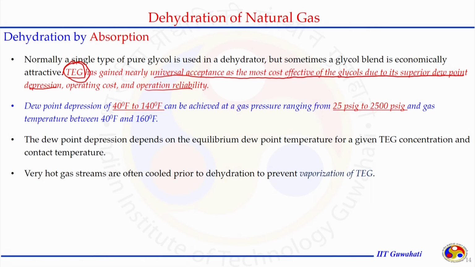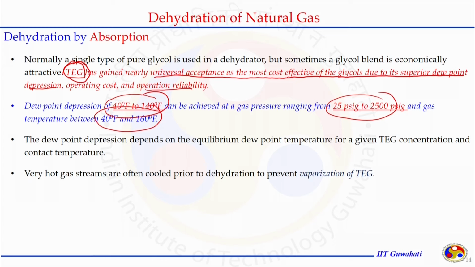The dew point depression can be achieved up to 40 degrees F to 140 degrees F, which means significant water removal can be performed with the help of TEG, in the pressure range of 25 psig to 2500 psig, and gas temperature of 100 to 160 degrees Fahrenheit. So, this can be operated.